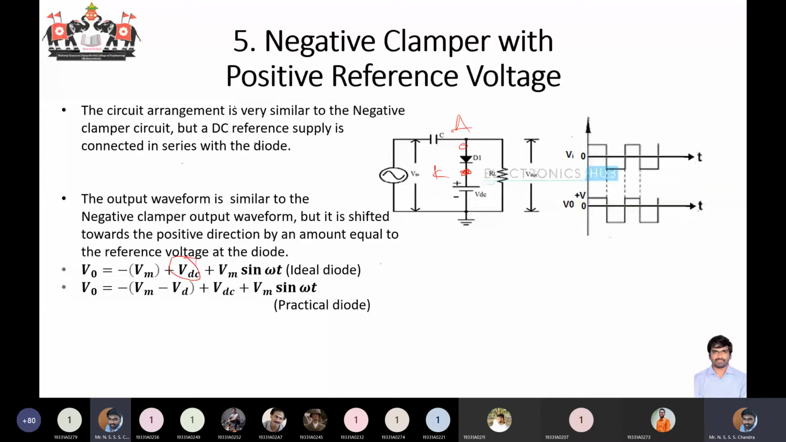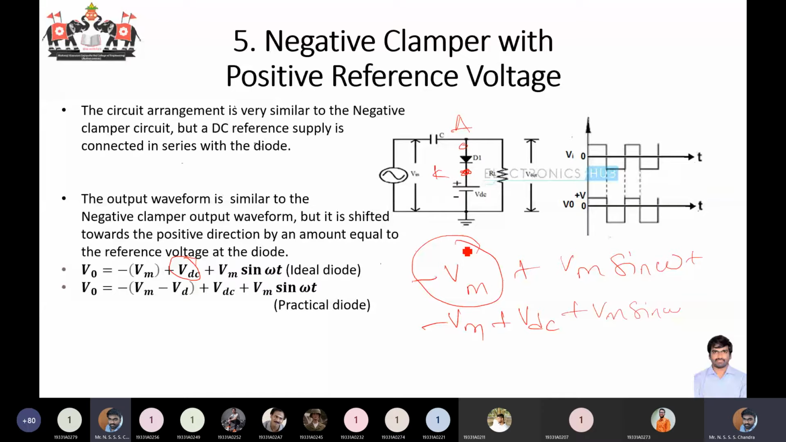In the output, earlier in the negative clamper circuit, your output is minus Vm plus Vm sin omega t, where the capacitor is charged to minus Vm. Now it would be minus Vm plus VDC, so minus Vm plus VDC plus Vm sin omega t. So this is how your circuit will work.